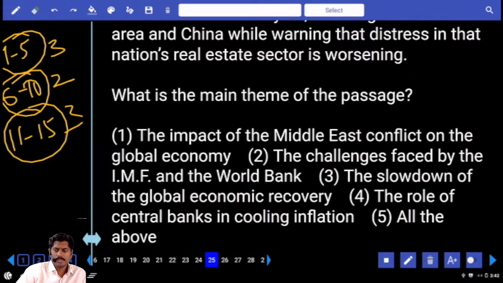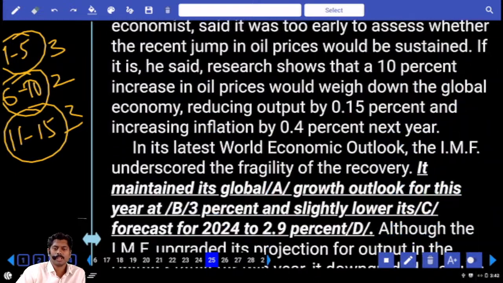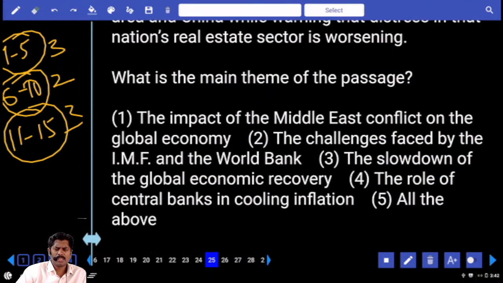What is the answer? Is it the role of central banks? No. Answer 1, 2, 3. Main impact of Middle East conflict or challenges faced by IMF? No. 1 or 3. Answer 3, slowdown of global economic recovery.